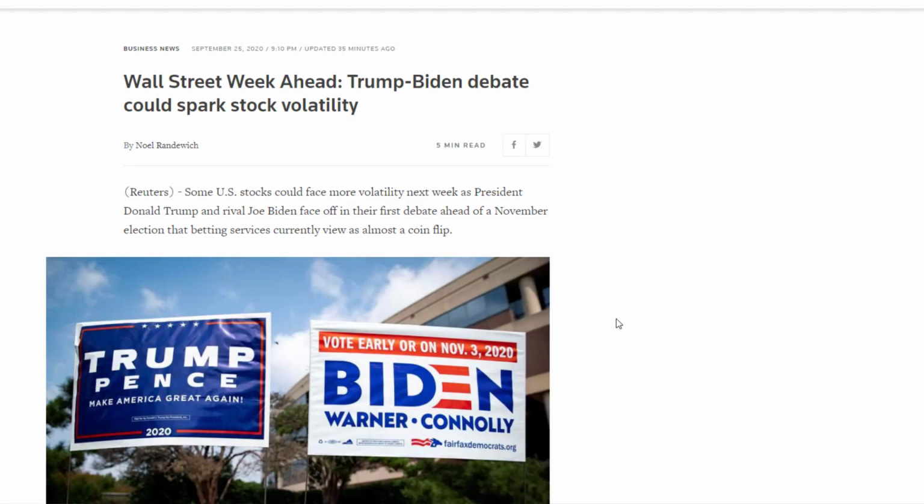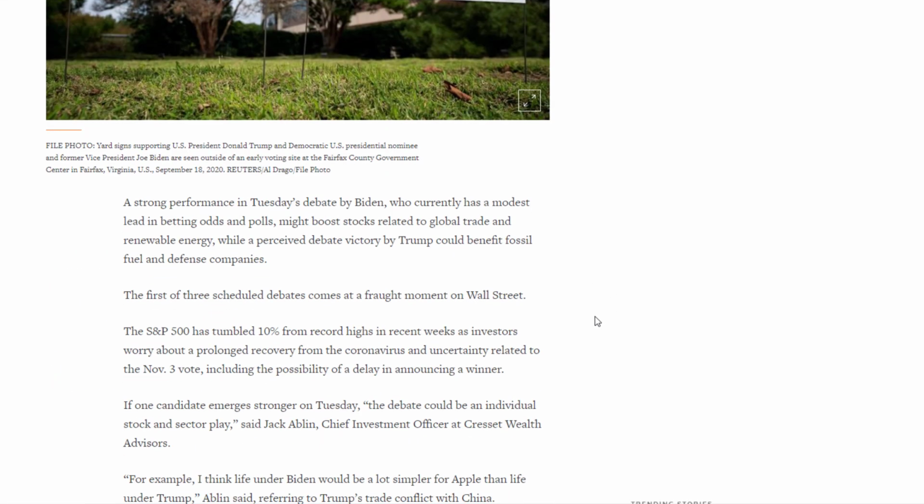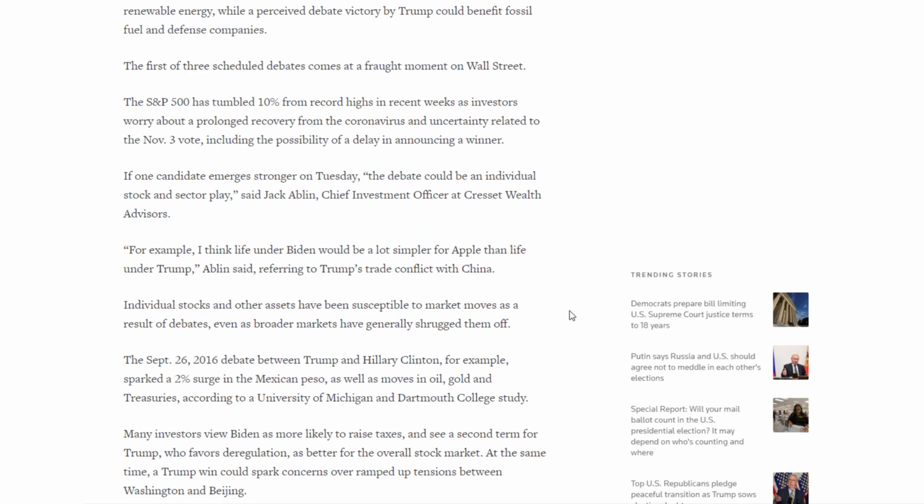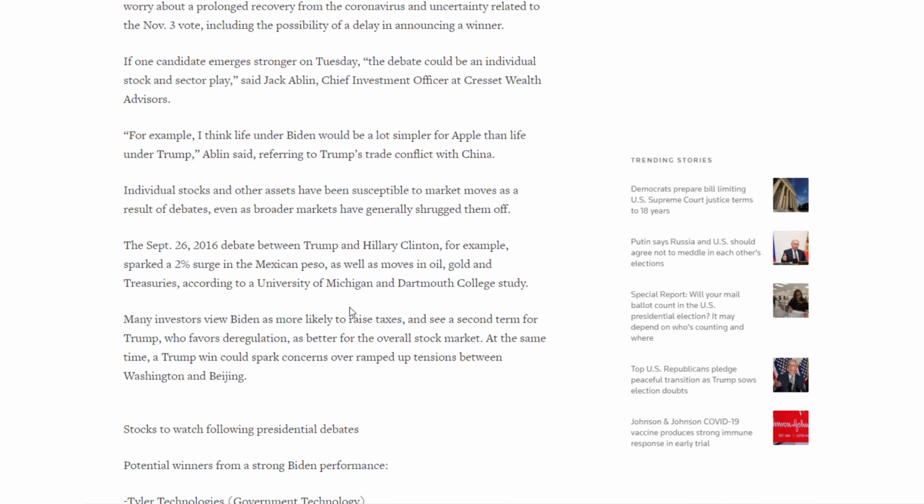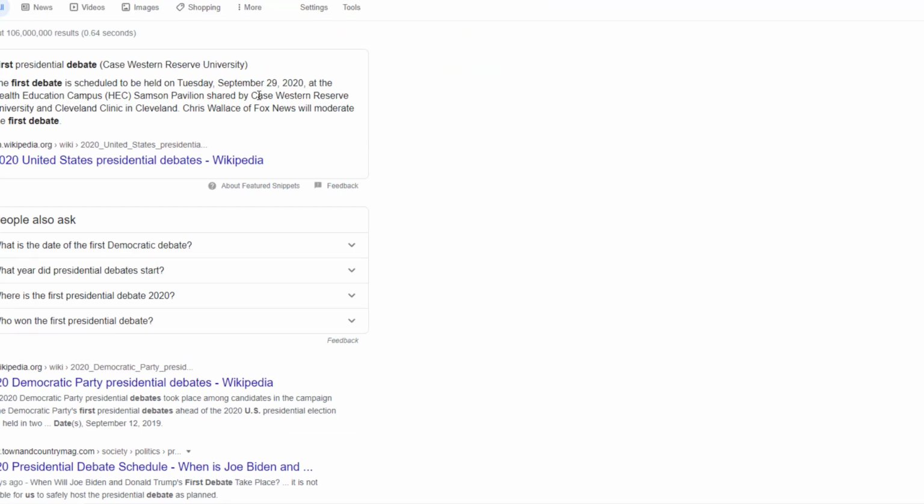So what are we looking at for the week ahead? Well, Wall Street will be looking at, of course, Trump-Biden debates, and these could spark volatility. Last time in the election in 2016, we saw Mexican peso making big moves after the debate, as well as bonds and other things. This time should be very, very similar. And of course, the first debate will be on September 29th, 2020. So it'll be a date to watch for the US, of course, futures and the US stock market overall.